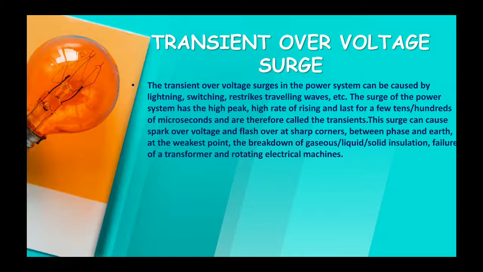We know when a power cut occurs and the power lines become healthy again, or when switching occurs, then the transient phenomenon comes, and it persists for 10 to 100 microseconds. This surge can cause spark over voltage and flashover at sharp corners between phase and earth. At the weakest point, it can cause breakdown of gaseous, liquid, and solid insulation, and failure of transformers and rotating electrical machines.